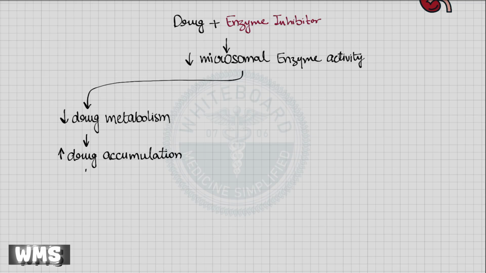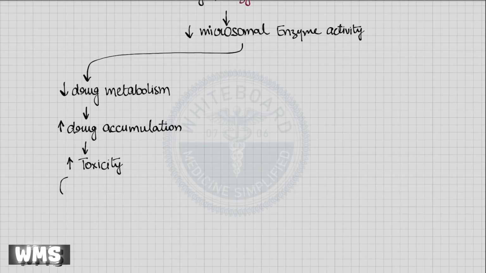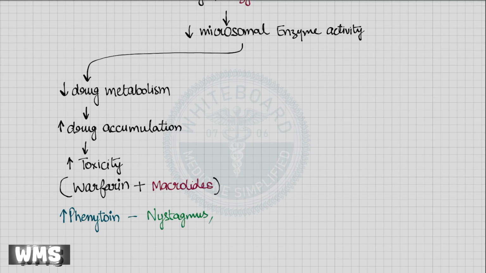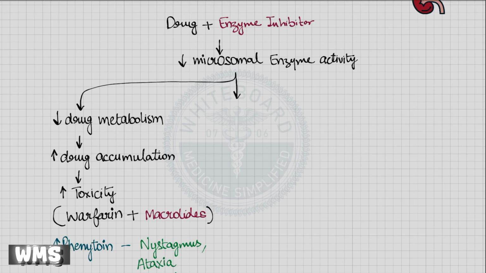Clinically, this is dangerous because it increases the risk of dose-related toxicity, such as warfarin causing excessive anticoagulation and bleeding when combined with enzyme inhibitors like macrolides or azole antifungals. Similarly, phenytoin levels may rise, leading to signs of toxicity such as nystagmus, ataxia, and confusion. Enzyme inhibition can also cause unexpected adverse effects, especially with drugs that have a narrow therapeutic index, where even a small rise in drug level can be harmful.